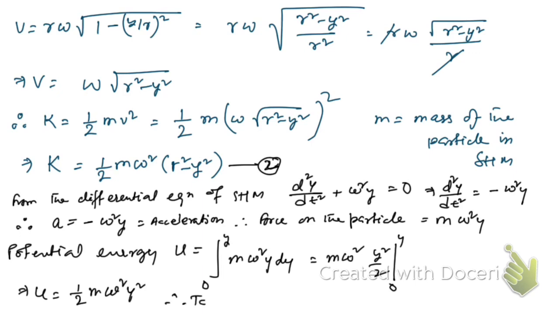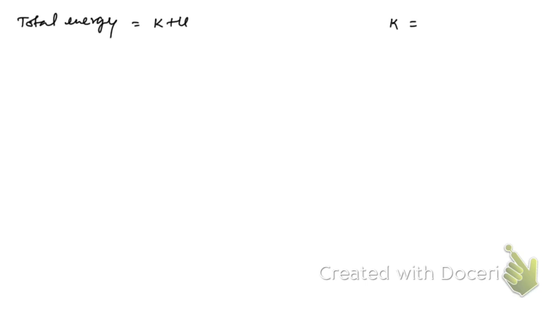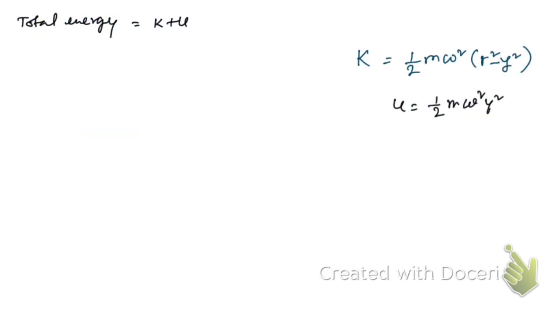Therefore total energy is equal to K plus U. So let me copy this. So let me go to a new slide. So here, we have got kinetic energy from the previous slide. This is the kinetic energy in equation number 2. Here you can see, this is the kinetic energy expression, right? And the potential energy is this. Here you can see U is equal to this one. This is the potential energy we have got, right?